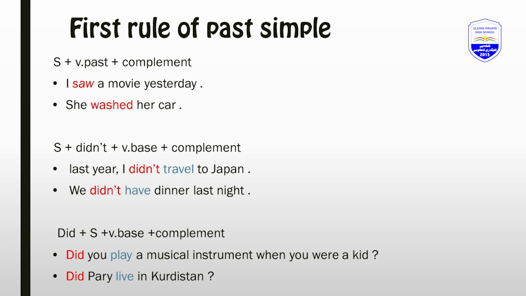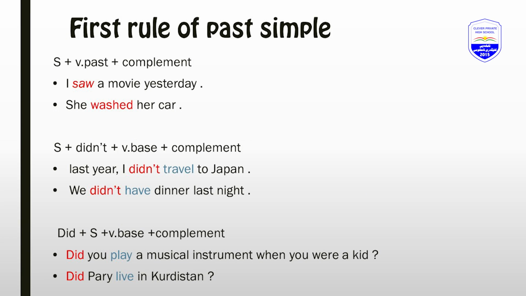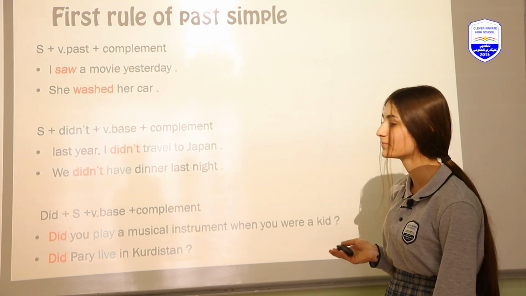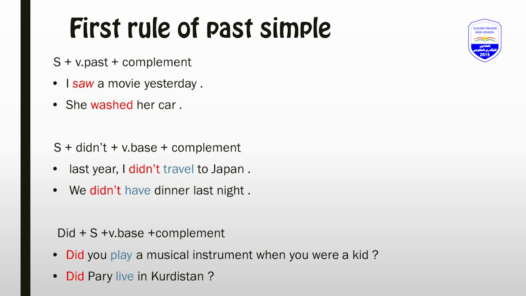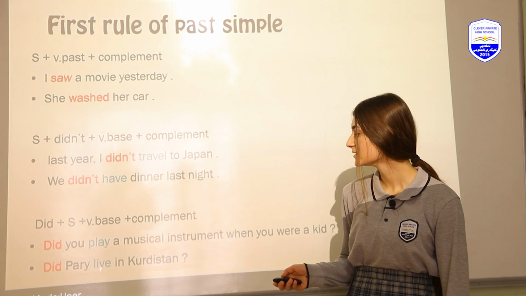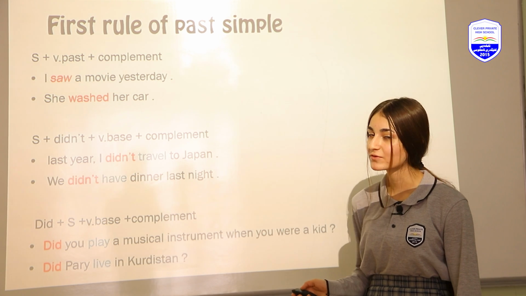Question form, we have did plus subject plus verb base plus complement. We have two examples here. Did plus you, the subject, and the verb base because again we have did in the sentence. A musical instrument when you were a kid is the complement, and a question mark. Okay. And a second example about a question form. Did Perry live in Kurdistan? Question mark. Did plus subject, Perry is a singular subject, and the verb base is live. We use the verb base because we have did. In Kurdistan is the complement, and a question mark. Don't forget about the question mark.